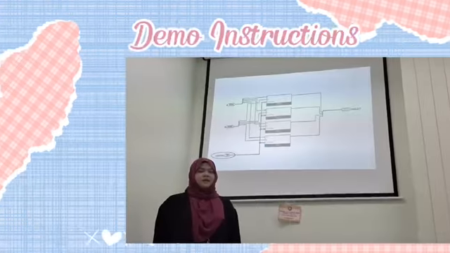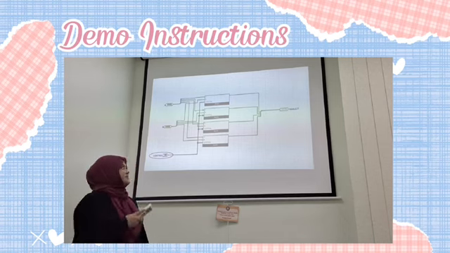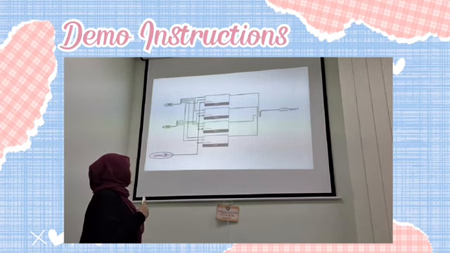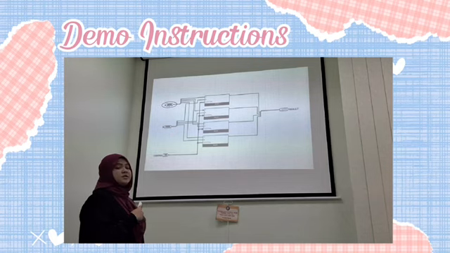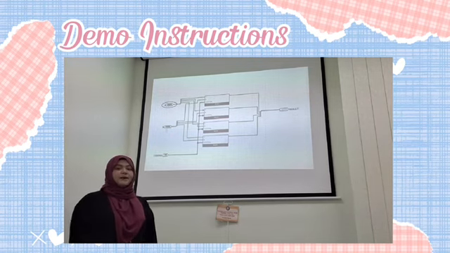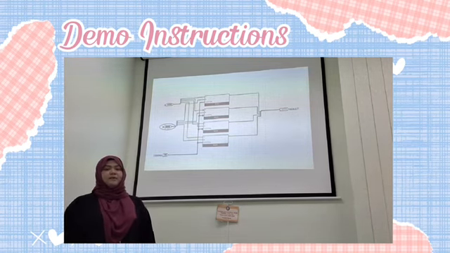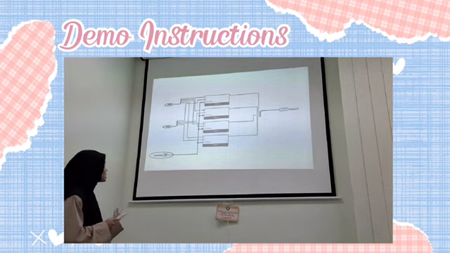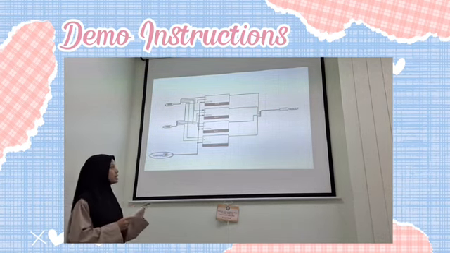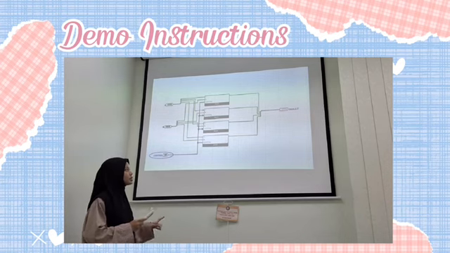Now we will demonstrate the simulation live in Logisim. I will set A as 1100 and B as 1010. Next, I will pass to my teammate to explain more about this. Now we set the selector for the AND operation as 00. As you can see, the output is 1000.